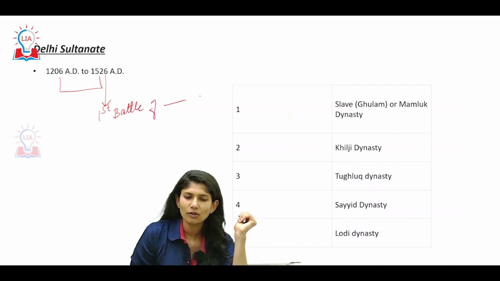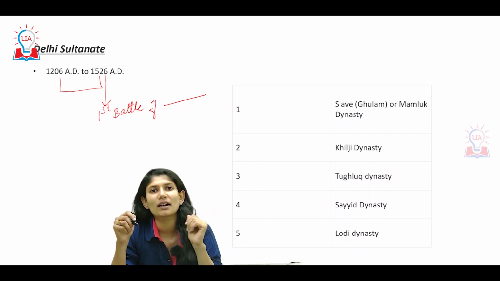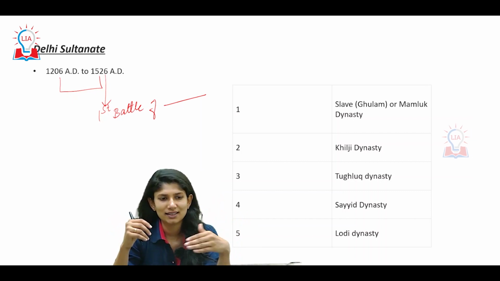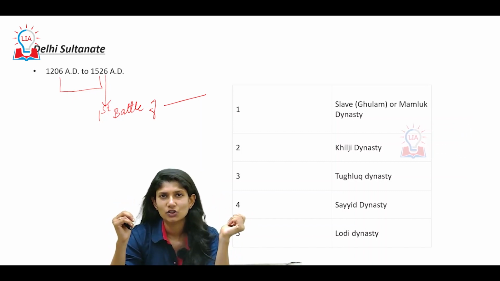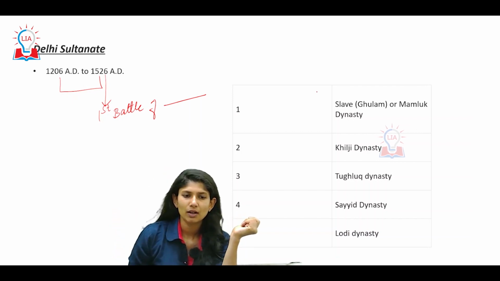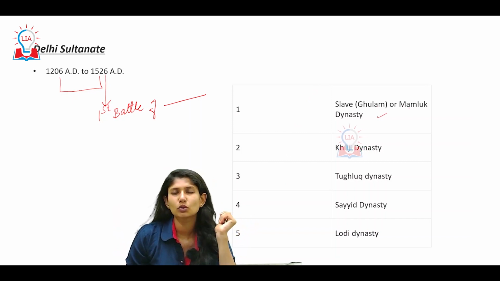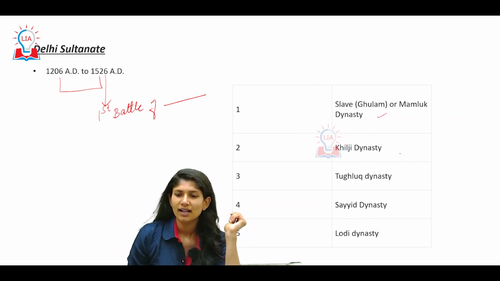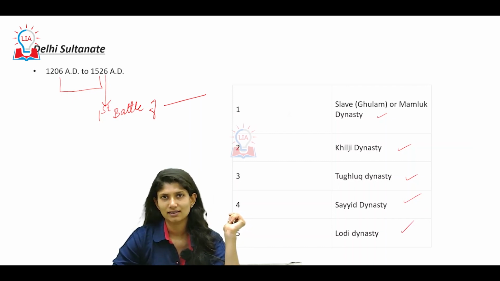The First Battle of Panipat, and the Mughal Empire begins at that point of time, leading to a new chapter in the history of India. But coming back to the Delhi Sultanate, what are the five kingdoms? One is your Slave, Mamluk or Ilbari dynasty. Next is the Khilji dynasty. Then comes the Tughlaq dynasty, and then the Sayyid dynasty. Last is the Lodi dynasty.